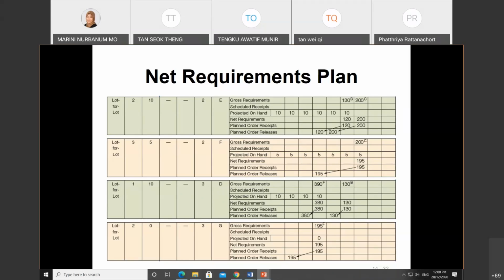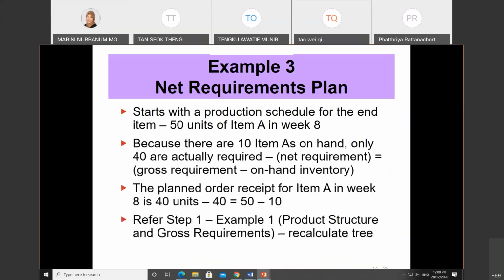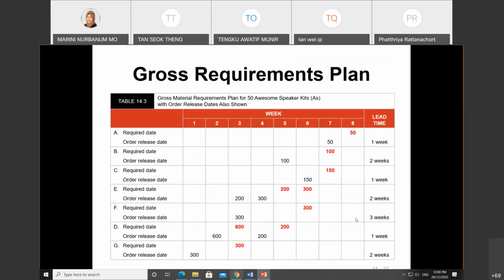Is this part okay? If not okay, I will repeat. Okay or not? It is confusing. Indeed confusing. That's why you need to understand your gross first.